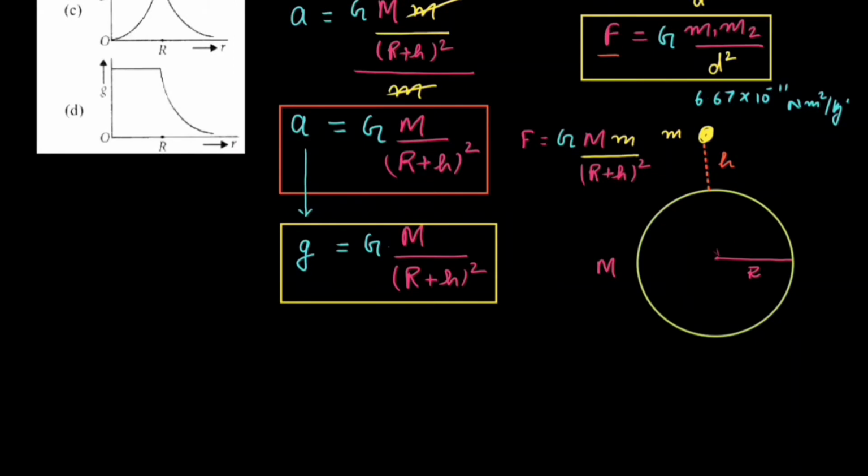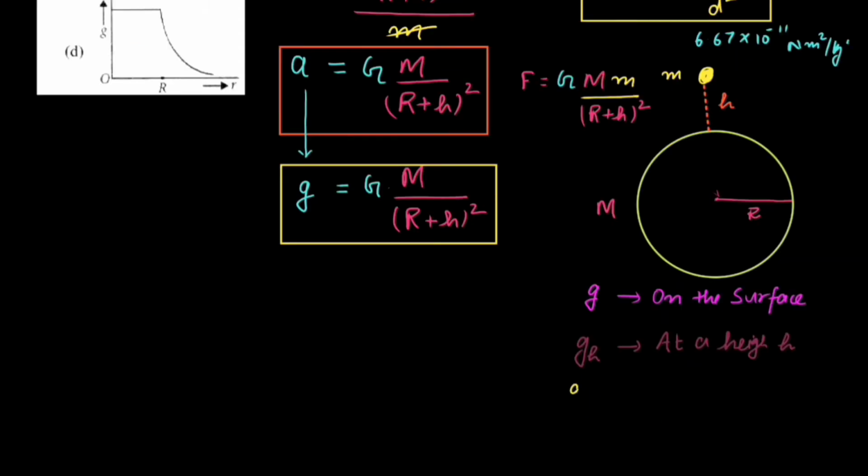So after learning about all these things, we will be finding out the value of small g, that is acceleration due to gravity, on the surface of the Earth, and we will represent it as g. We will also find the value of acceleration due to gravity at a certain height, and we will represent it as gh, and we will find out the value of g at a depth from the surface of Earth. So let's find out the value of acceleration due to gravity on the surface of Earth first.